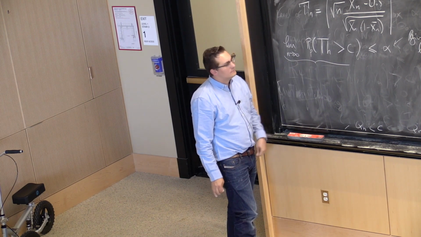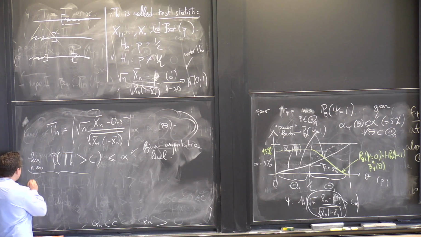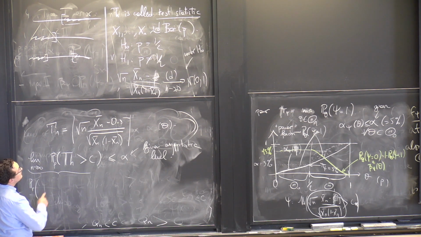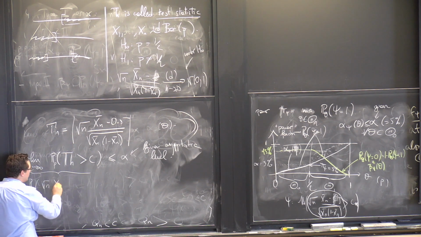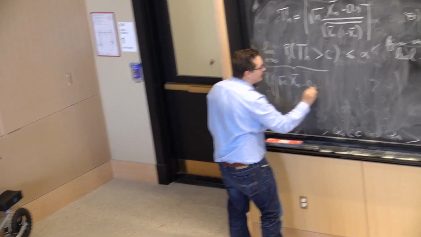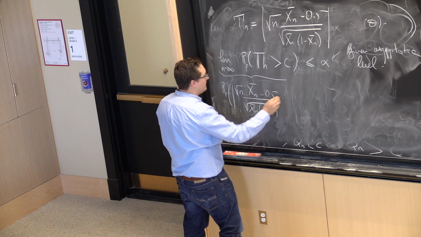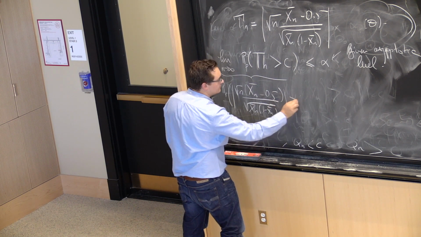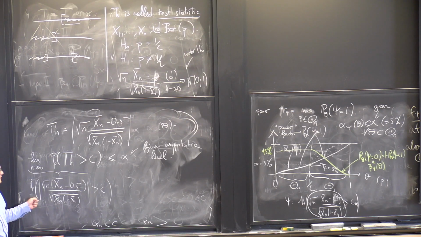So what is this thing? Well, that's the probability that something that looks like this, under P. So under P, what I know is that Tn, which is square root of n times (xn bar minus 0.5) divided by square root of xn bar (1 minus xn bar), exceeds c. Is it true that as n goes to infinity, this probability is the same as the probability that the absolute value of a standard Gaussian exceeds c? Is this true?